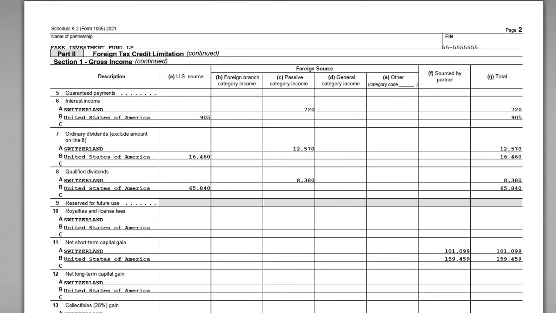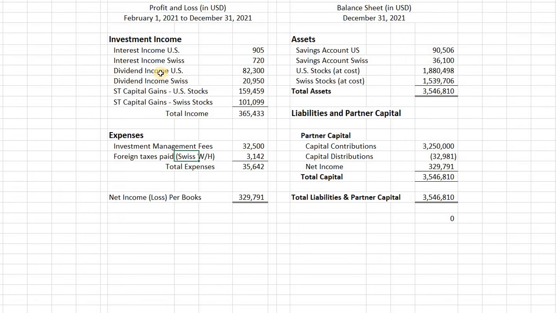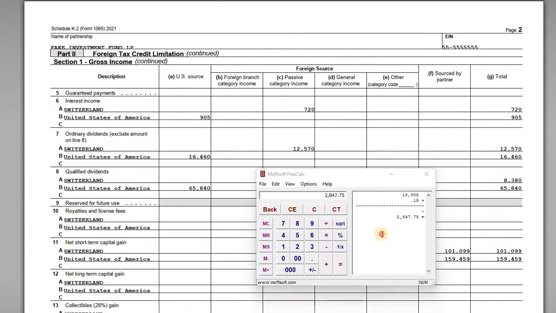So if we take the US stocks, for example, we had $82,300 of ordinary dividend income from US stocks, $82,300. If we look at the U.S. source allocation here, 16,460 plus 65,840. There's the total, right? So these are the total U.S. source amounts.